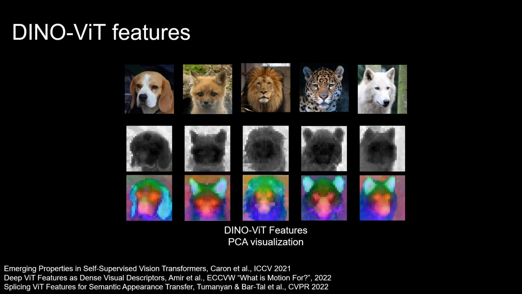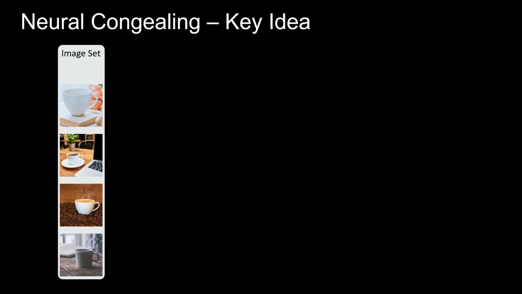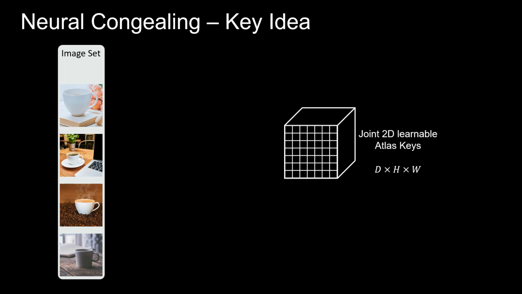We take inspiration from the tremendous progress in representation learning and leverage a pre-trained DINO-ViT model, whose features have been shown to serve as an effective visual descriptor, capturing localized and semantic information. Given the set of images, we aim to learn a joint 2D atlas that represents the common mode of DINO-ViT features across the images, specifically the keys.